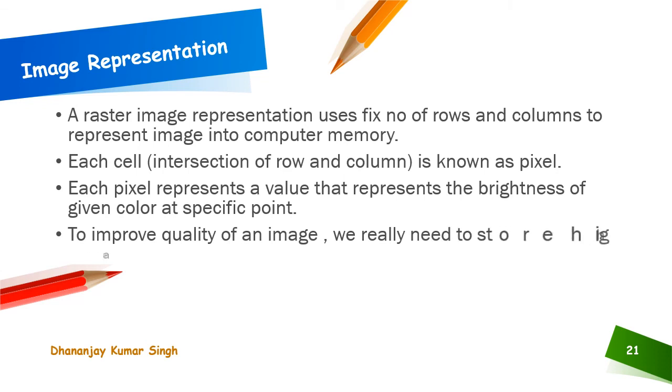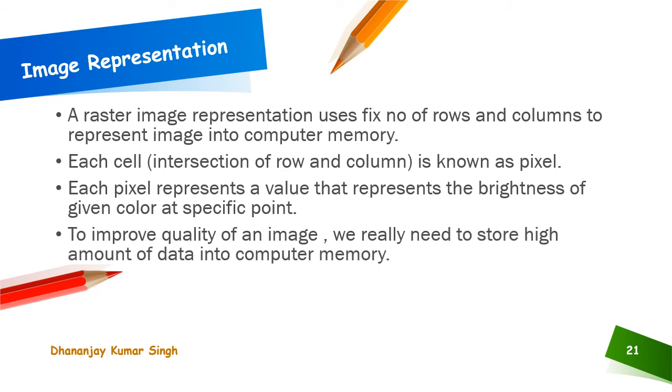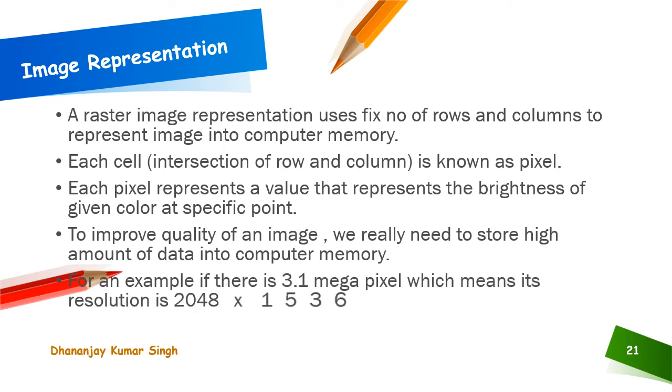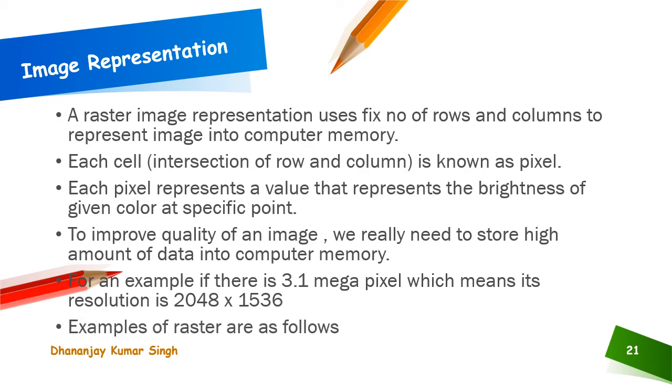To improve the quality of an image, we need to store a high amount of data in computer memory. For example, if there is a 3.1 megapixel image, its resolution is 2048 by 1536, which is its dimension. 2048 is the number of rows, and 1536 is the number of columns. This is an example of raster.